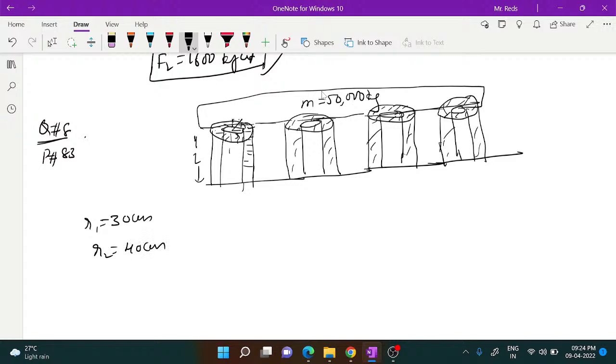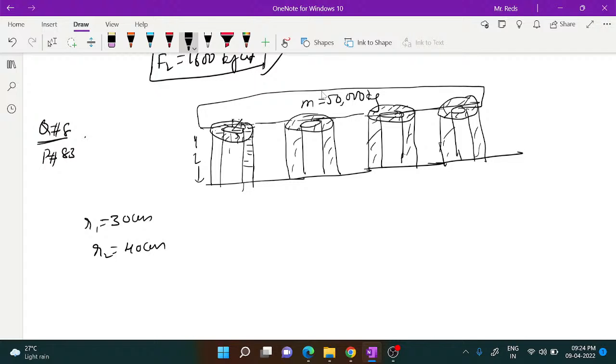Assuming the load distribution to be uniform, calculate the compressional strain of each column. Young's modulus of steel is 2 into 10 power 11 Pascal. So what else is given? Inner and outer radii are there.